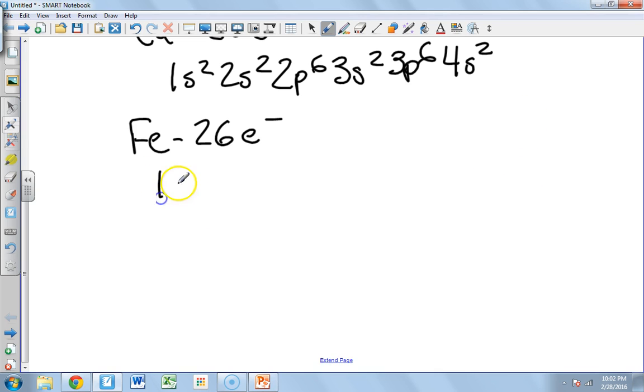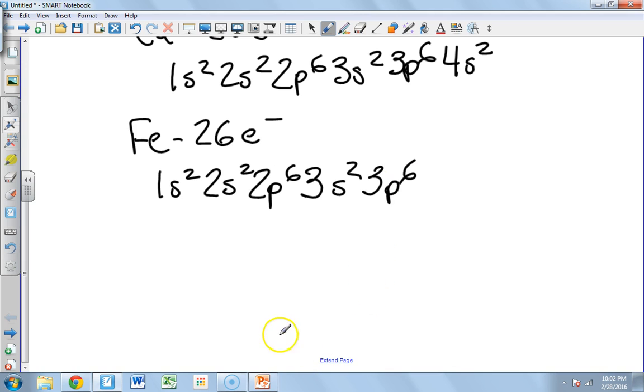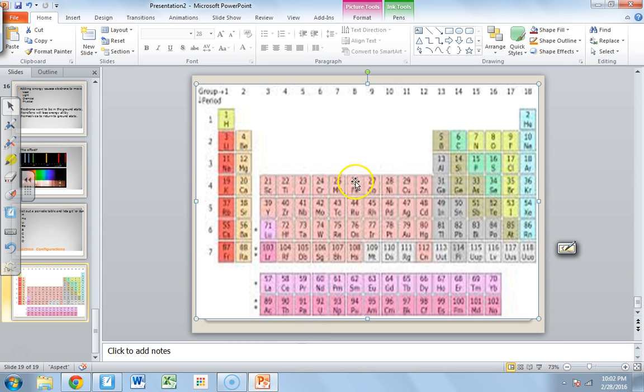Again, we're going to go 1s2, lowest energy level first, lowest energy electrons first. So we're going to start at 1s and fill the 2. 2s, we fill the 2. 2p6, we fill the 6. 3s2, 3p6, and now look where it is on the periodic table. Iron is here. The periodic table tells us how to fill the electrons. What happens first? Well, we fill the 4 S's here. This is the S side.